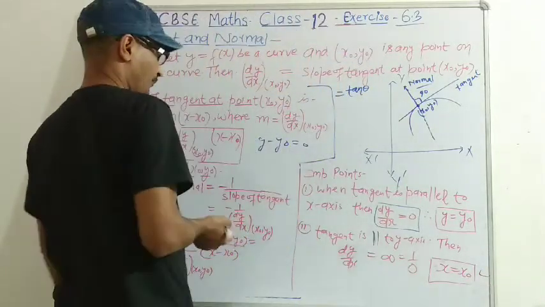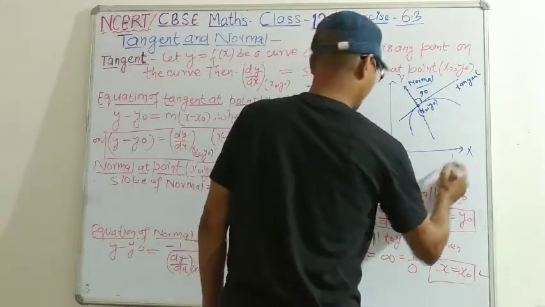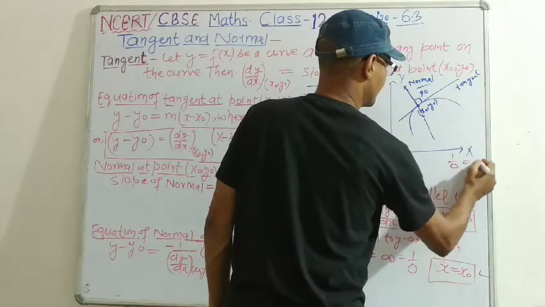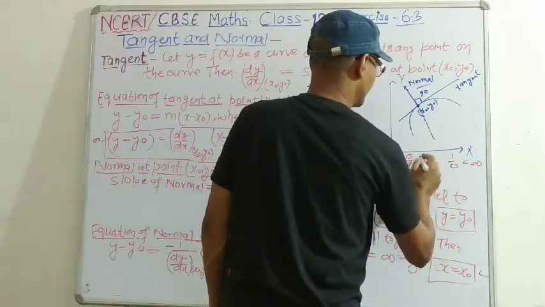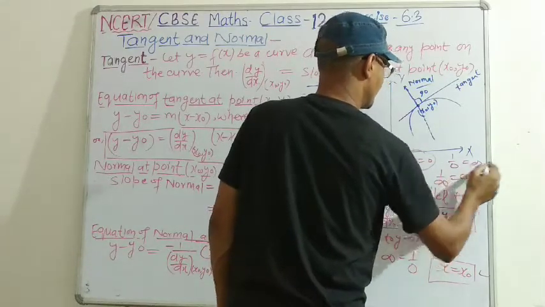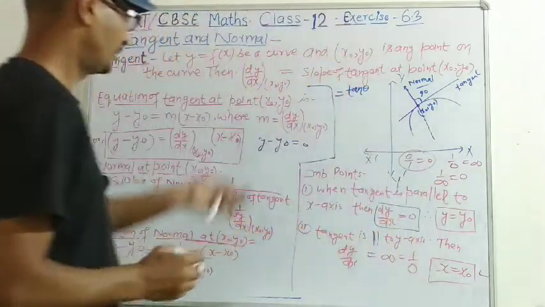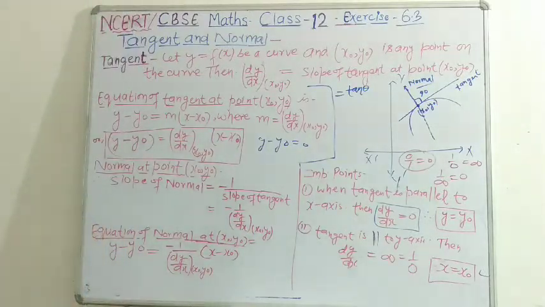And 2-3 more important things. Somewhere you write 1 by 0 is equal to infinity, and 0 by 1 becomes 0, you know this thing, and also 1 by infinity is equal to 0. These things will be helpful to solve some questions in the exercises.